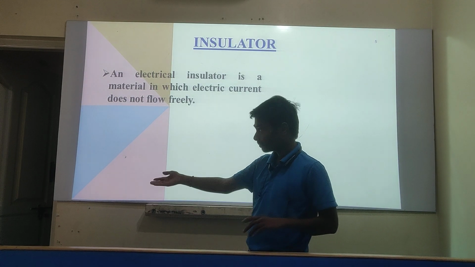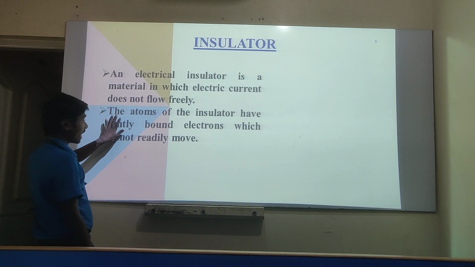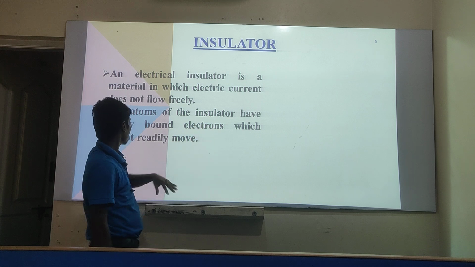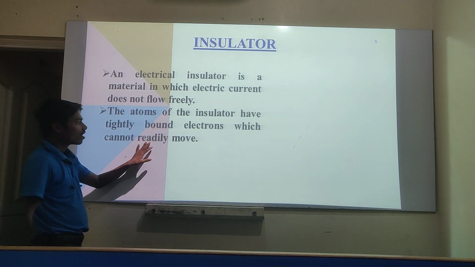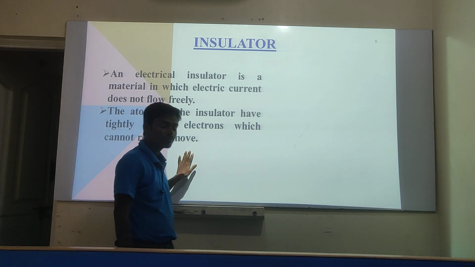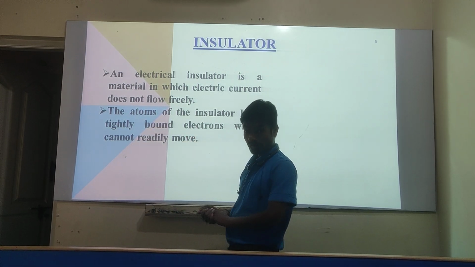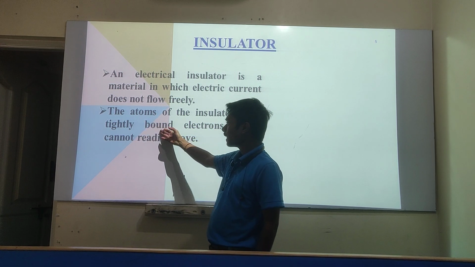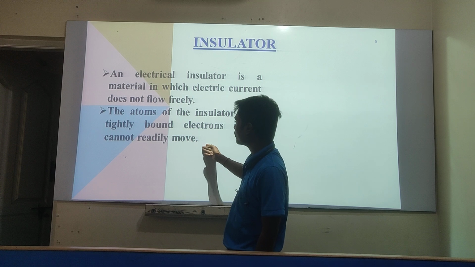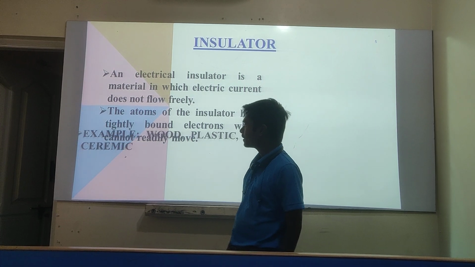Why can it not flow? Because the atoms of the insulator have tightly bound electrons which cannot readily move. Means what? Here we have some new words like atom, then tightly bound electrons. Okay. So here what happens?